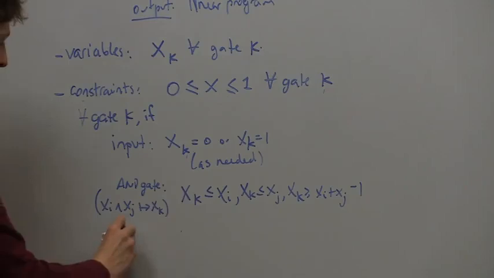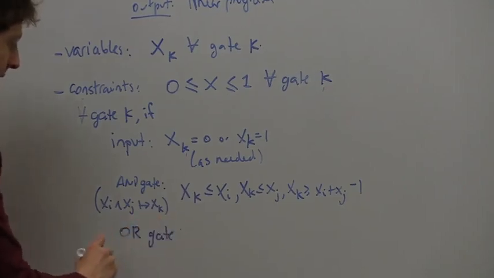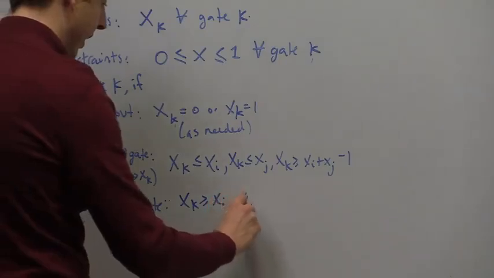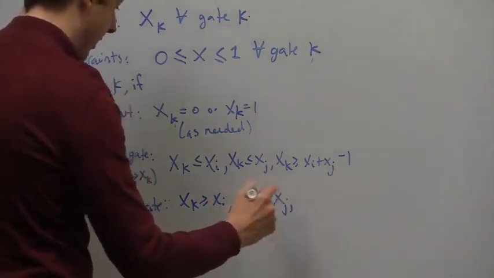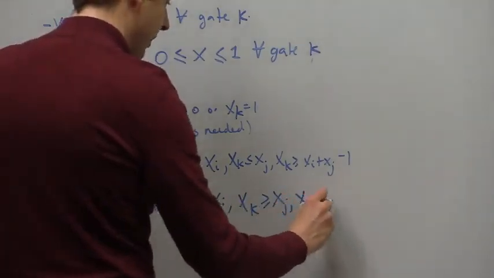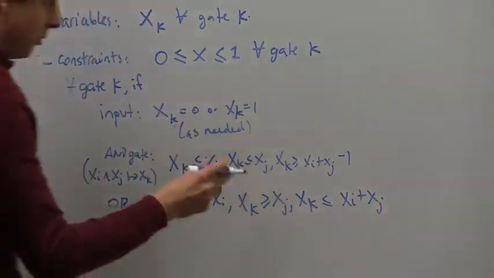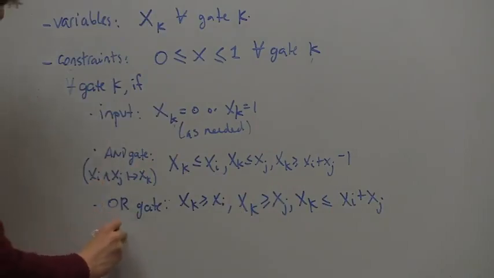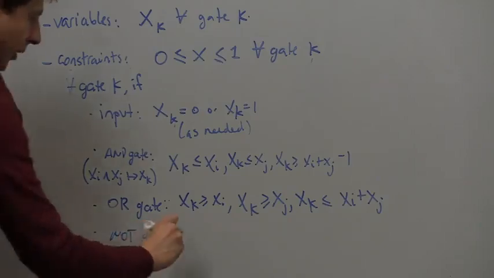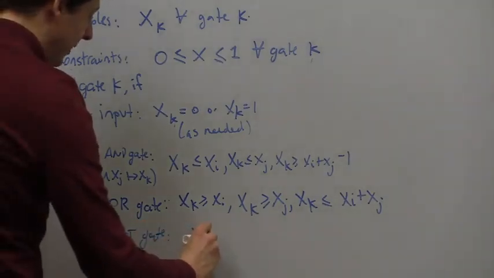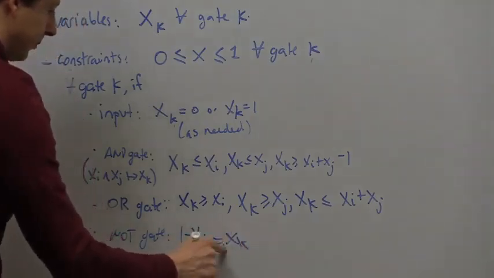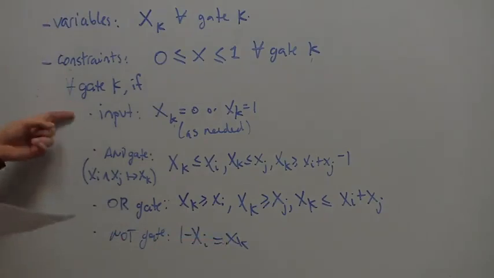For the OR gate, there is a similar but symmetric set of constraints: xk is at least xi, xk is at least xj, and xk is at most xi plus xj. I will not do the case analysis again, but it's similar. And for the NOT gate, we have xk equals 1 minus xi. So all of these implement each gate as one or more linear constraints.